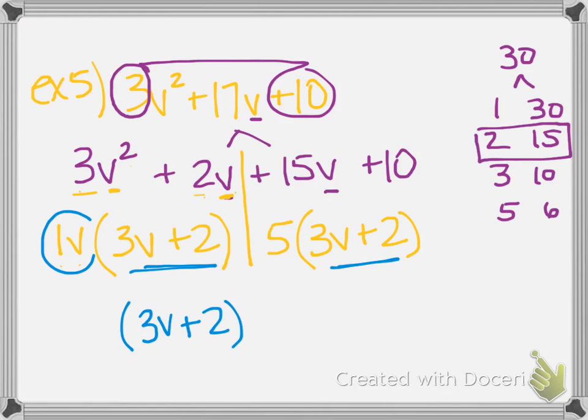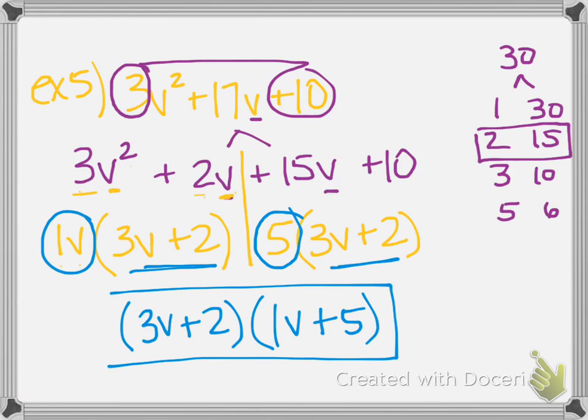Our second factor, we're going to put those two GCFs together, so 1v plus 5. You can just write v plus 5 if you'd like. You don't have to write that 1 in front. And those are our two factors.